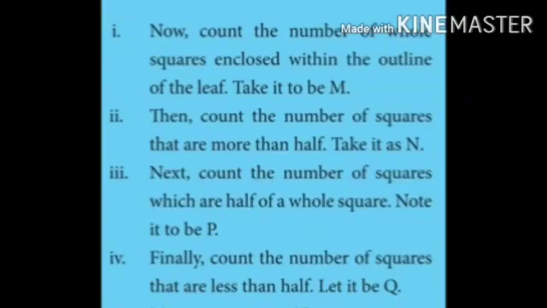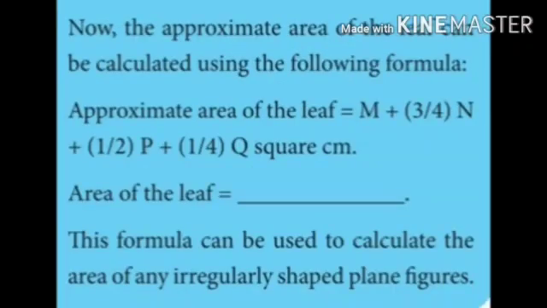Then count the number of squares that are more than half. Take it as n. Next, count the number of squares which are half of the whole square. Note it to be p. Finally, count the number of squares that are less than half. Let it be q. Now, the approximate area of the leaf can be calculated using the following formula. This formula can be used to calculate the area of any irregularly shaped plane figures.